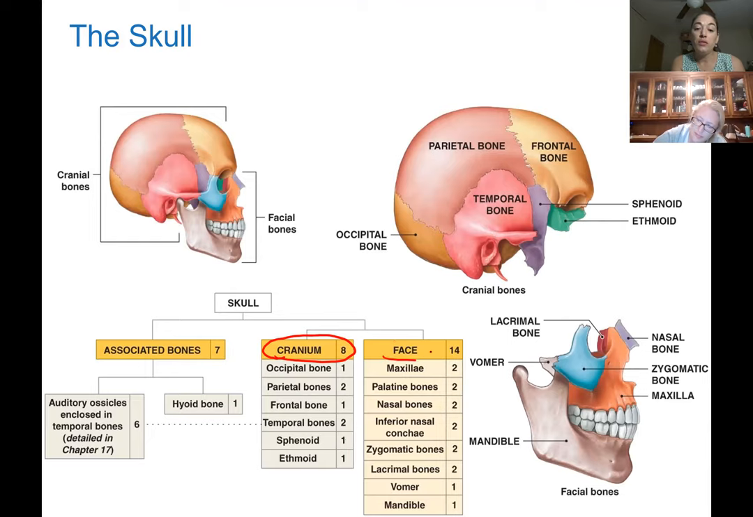And in the face, you have 14, and almost all of those are paired. Everybody is paired in the facial region except for the vomer and the mandible. And then associated bones, you have your auditory ossicles, and that is 3 on each side, so a total of 6. And then your hyoid bone, which would be kind of found up in here.